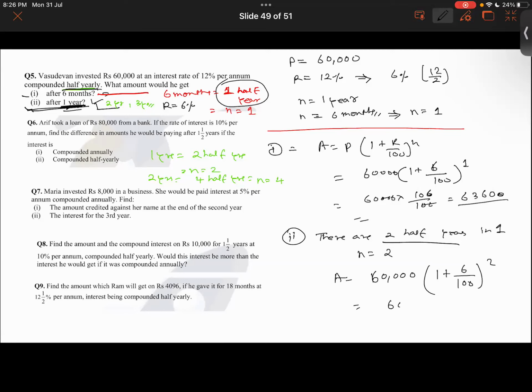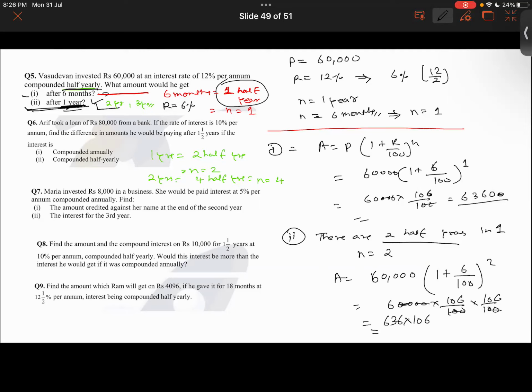Okay, so it will be 106 upon 100 multiplied by 106 upon 100. Okay, so 636 multiplied by 106. So that will be your required answer. Now see other questions if you have confusions in them.